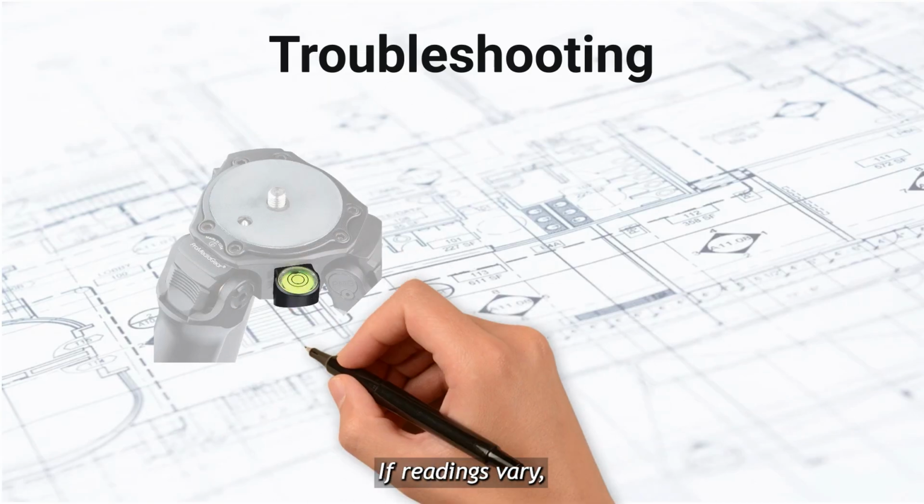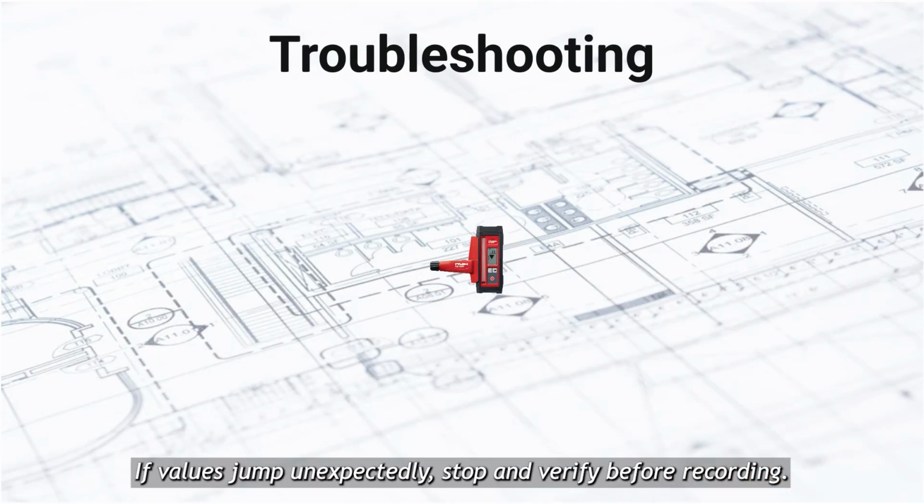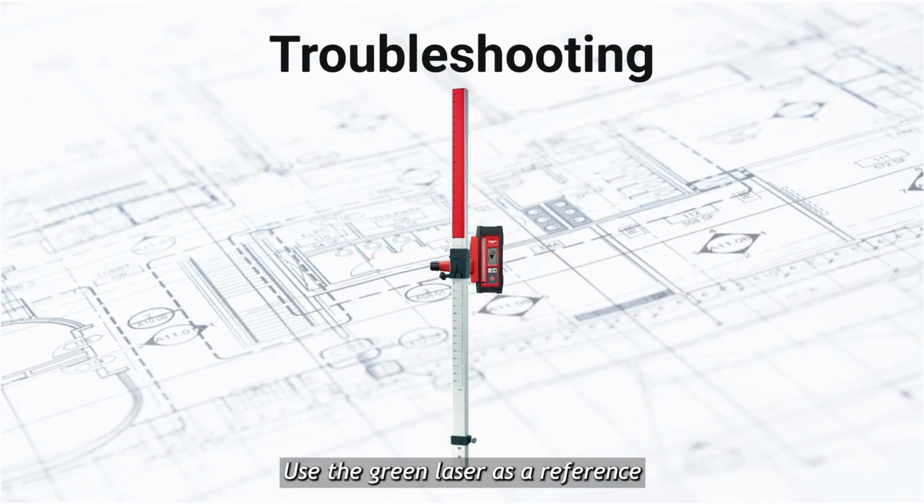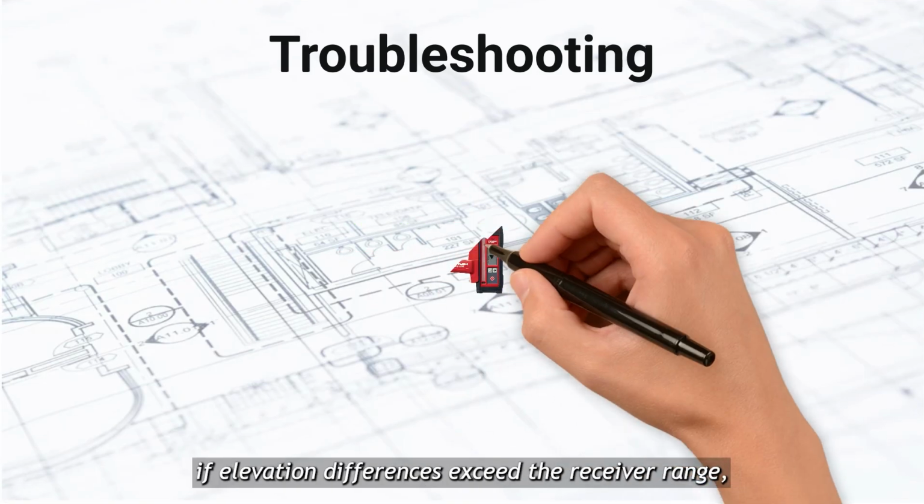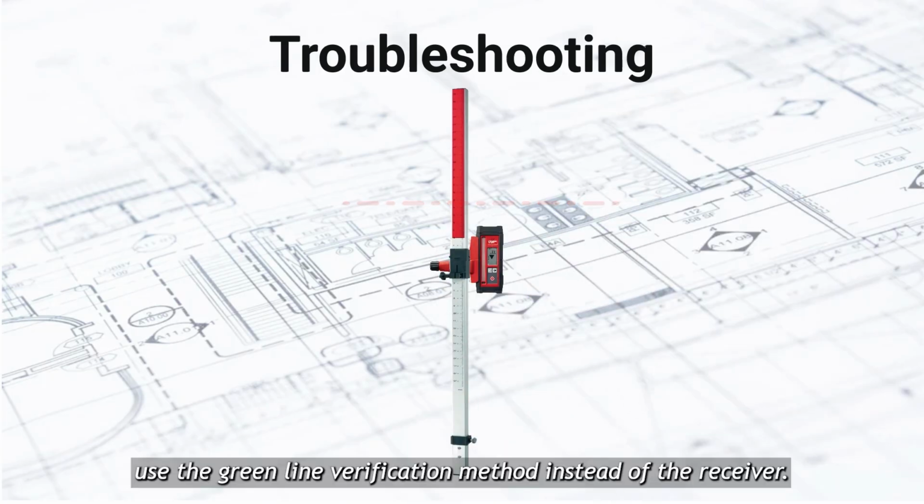If readings vary, recheck bubble levels and tighten tripod locks. If values jump unexpectedly, stop and verify before recording. Use the green laser as reference. If elevation differences exceed the receiver range, use the green line verification method instead of the receiver.